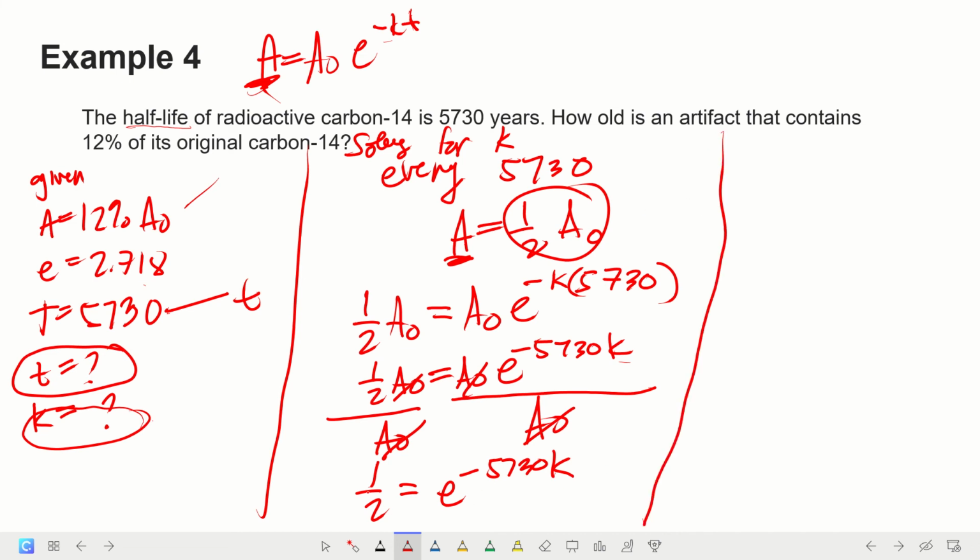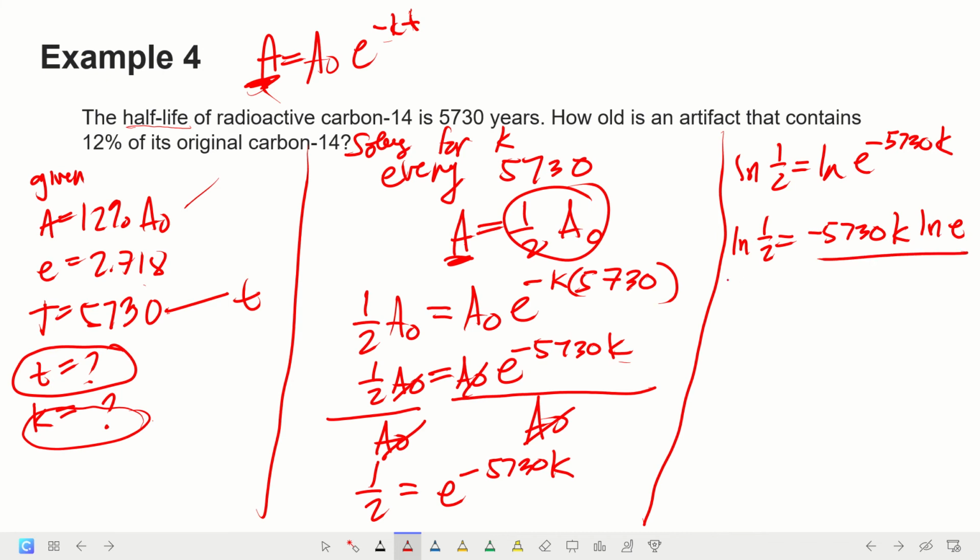Okay, so we can now express this in the logarithmic form. So natural logarithm, since yung isang natin is e, natural logarithm of 1/2 is equal to the natural logarithm of e raised to negative 5,730k. And then expanding this expression, we have natural logarithm of 1/2 is equal to negative 5,730 times k times the natural logarithm of e.